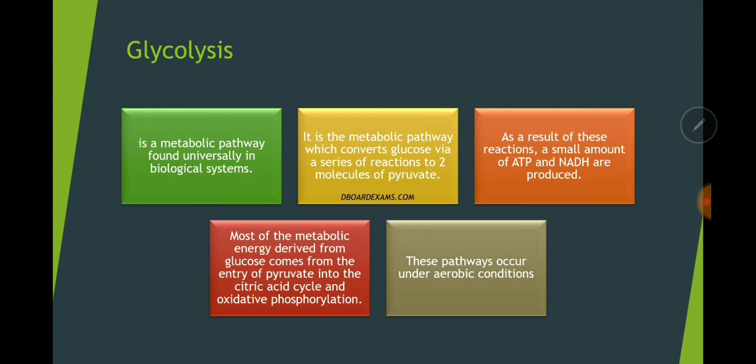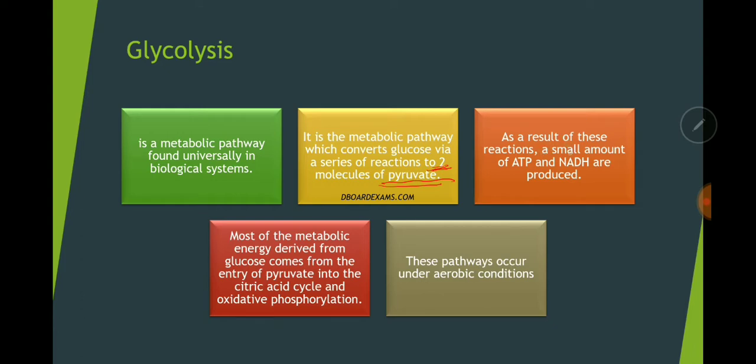So glycolysis is the metabolic pathway which is found universally in biological systems. Okay, so for a biological system to produce energy, the glucose has to undergo glycolysis. Glycolysis, of course, as you understand, is the breakdown of glucose. It is the metabolic pathway which converts glucose into two molecules of pyruvate. Remember, initially I said glucose is a 6 carbon molecule. So if you divide 6 into 2, you get 3. So it forms two molecules of pyruvate. Make sure you keep that in mind. One molecule of glucose produces two molecules of pyruvate.